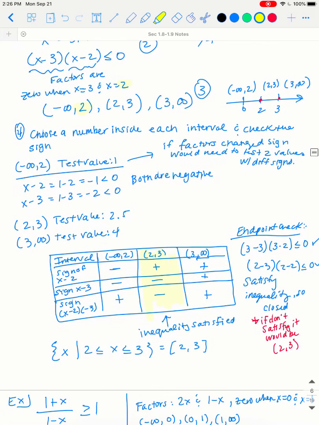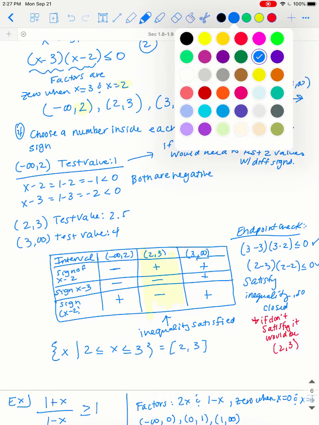So I have the sign of x minus 2, the sign of x minus 3, and then my sign when I multiply these two. And then I have my intervals lined up. So we know our sign of x minus 2 was negative because it was negative 1. The sign of x minus 3 was negative 2 for the interval of negative infinity to 2. And so for 2 to 3, it's plus, minus. So then we multiply them to get the sign of x minus 2 times x minus 3. Oops, I forgot my x in there.